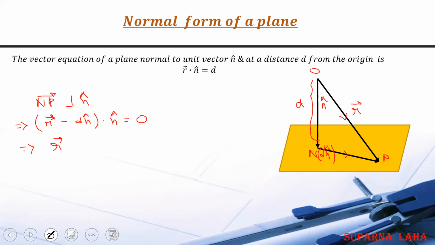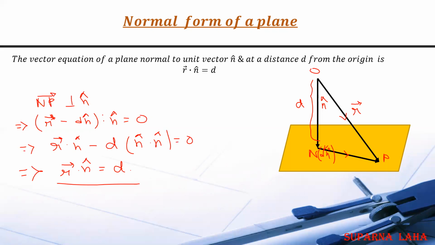Now vector r dot product with n cap minus d into n cap dot n cap. Now since n cap is the unit vector, so we can write this value as 1. So vector r into n cap is equals to d. Here is the equation of the plane in a normal form, in a vector formation.